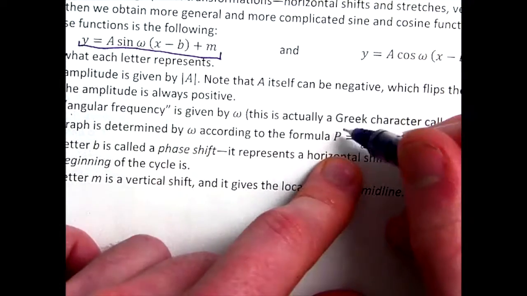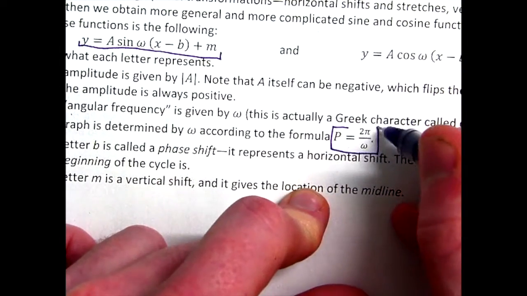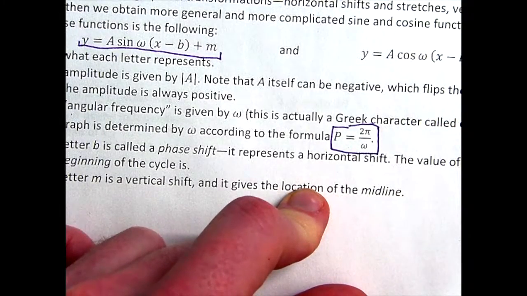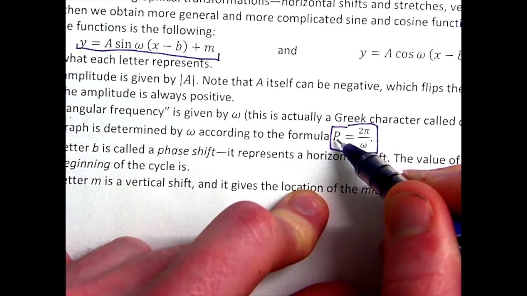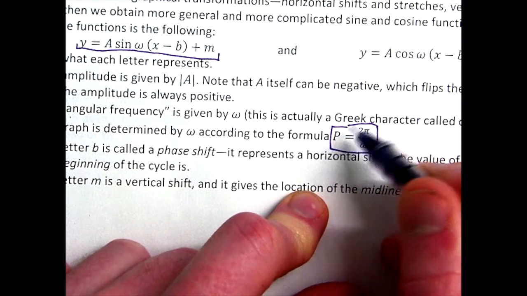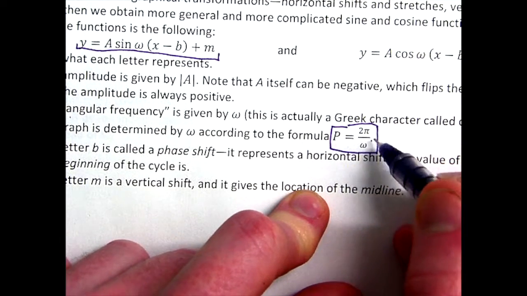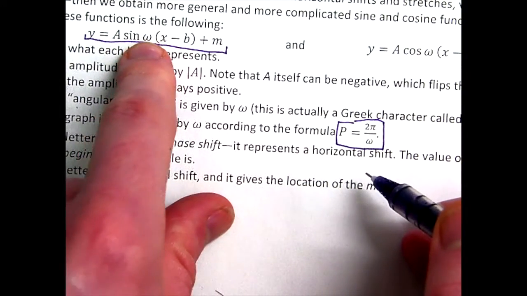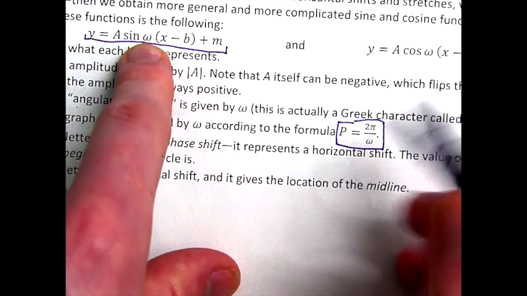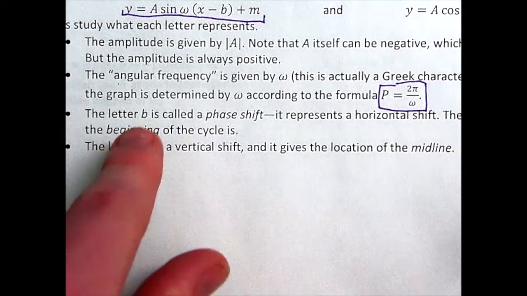And here's the formula. P is equal to 2 pi over omega. This says that the period of the function, that's how long it takes to complete a full cycle, is equal to 2 pi divided by omega. So really this number here affects the period. It affects how large a full cycle is, how long it takes to complete a full cycle.